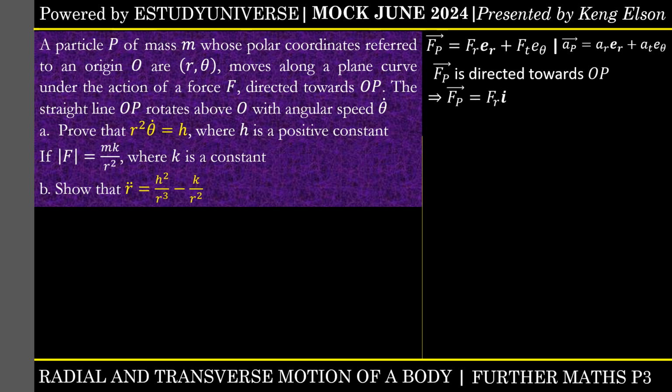So if the force is directed towards O, it means that the transverse component does not exist. The force itself is just the force in the radial direction. And if you exist just in the radial direction, it means that your transverse component is 0. The transverse component is a component that is perpendicular to the radial component. It is like the i and j components. The i component and the j component are perpendicular.